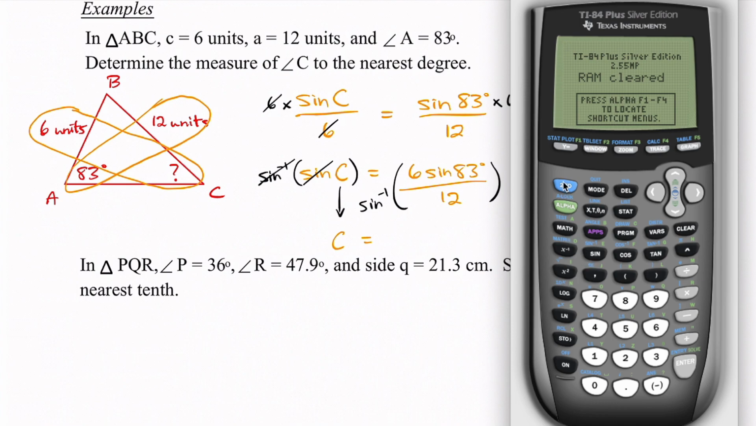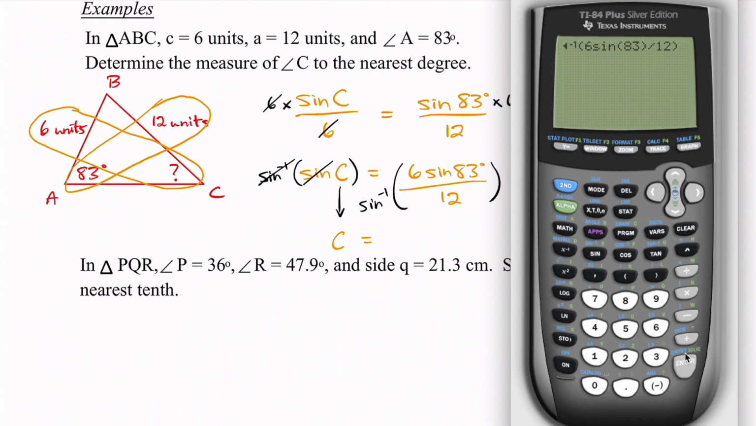So start with inverse sine. You've got to click second and then sine, and that'll bring up sine inverse. And then we're going to do 6 times sine of 83. Close that bracket, that's just for this one. And then we're going to divide by 12. And then I have to close the bracket there, that is for the big one.